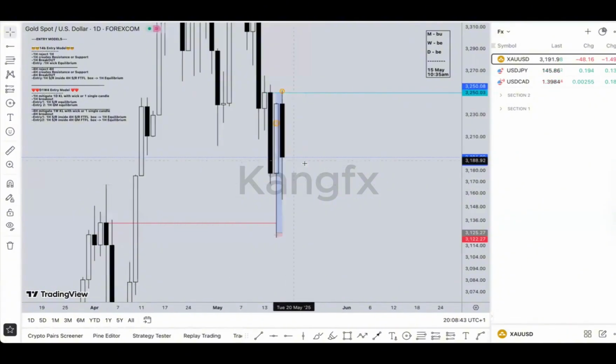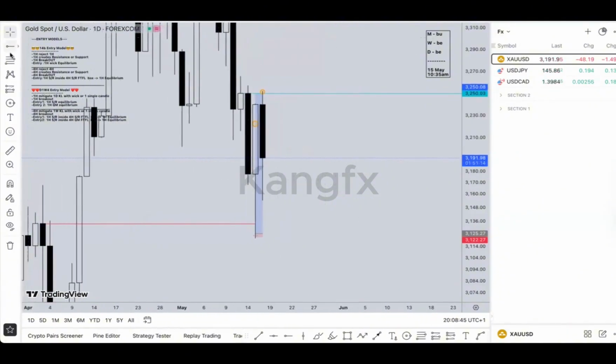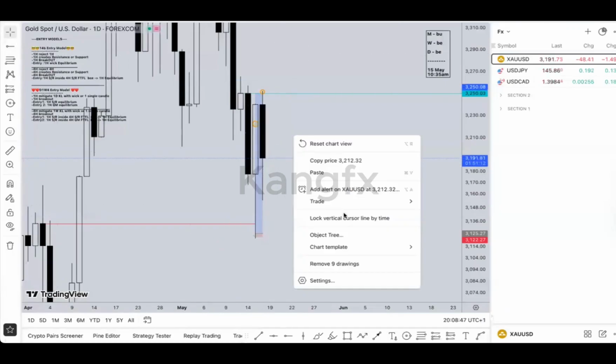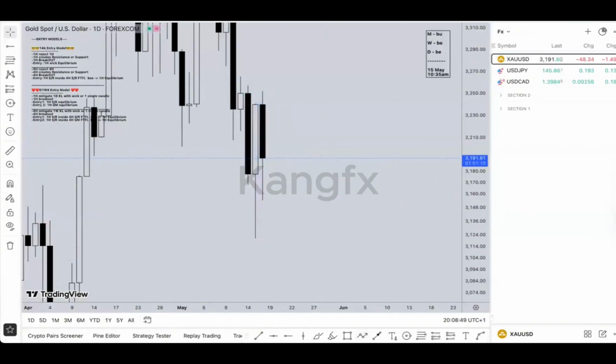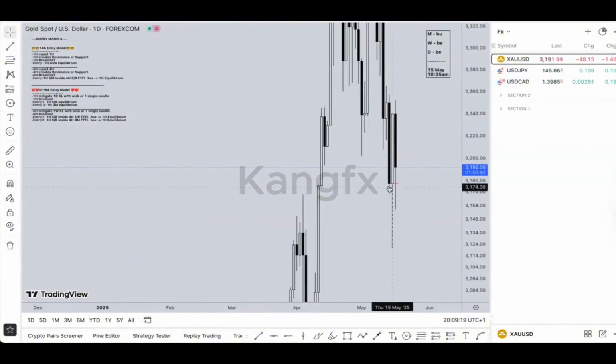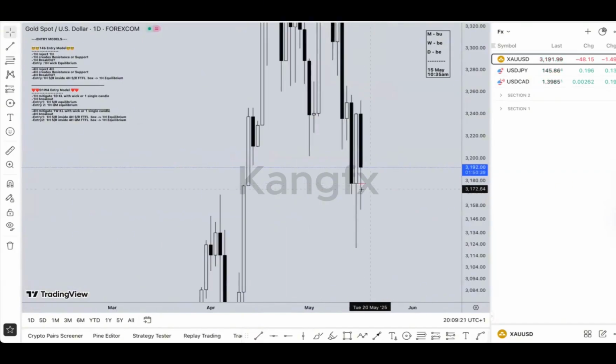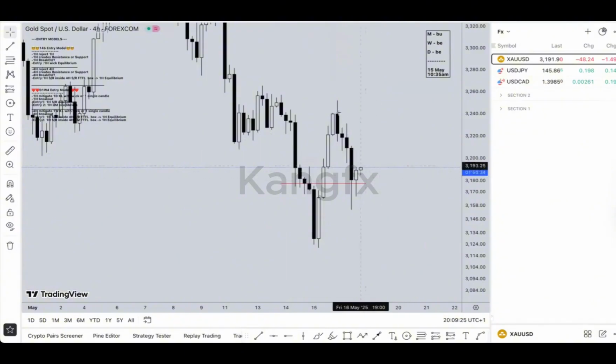Now that the market has ended this week, what should we expect next week? Now there's a rejection here. Remember, the market is still bearish on daily. You see this rejection here? There's a rejection here on daily. Now on 4 hours, is there a breakout? There's no breakout. Only if the breakout happens here, that means daily is now bullish. But for now, there's no breakout.